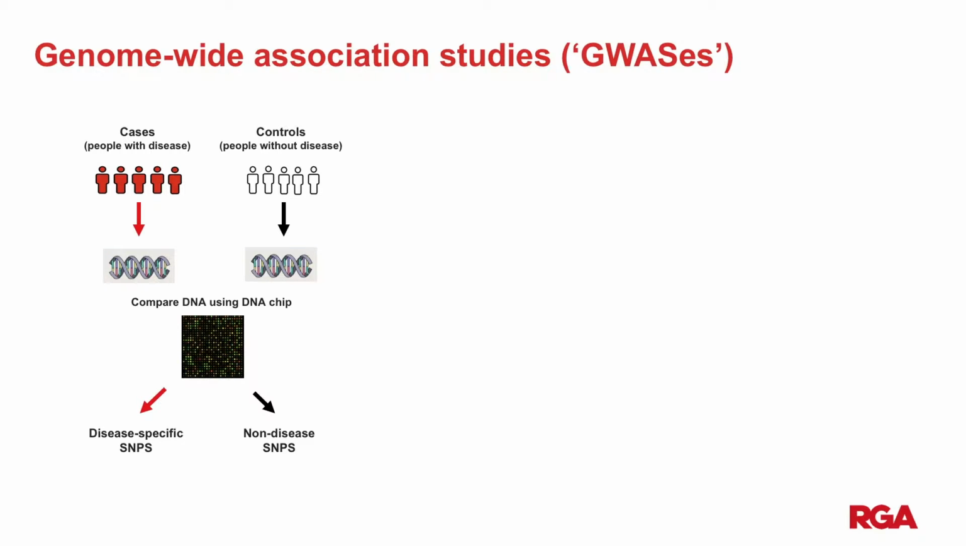Scientists have been studying single nucleotide polymorphisms, or SNPs, for over a decade, and the way that geneticists have been doing this is using something called a GWAS, or a genome-wide association study. What that simply does is take the DNA sequence of people that exhibit a certain trait or have a certain disease, and compare that against people that don't have that disease or don't exhibit that trait. And we can do that using something called a DNA chip or a DNA microarray.